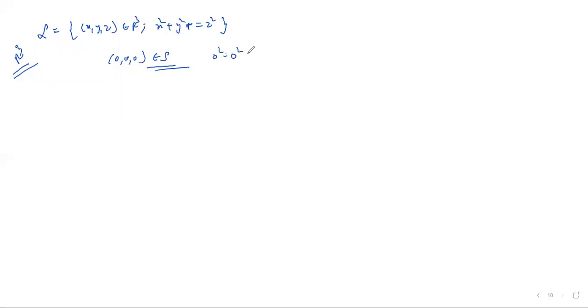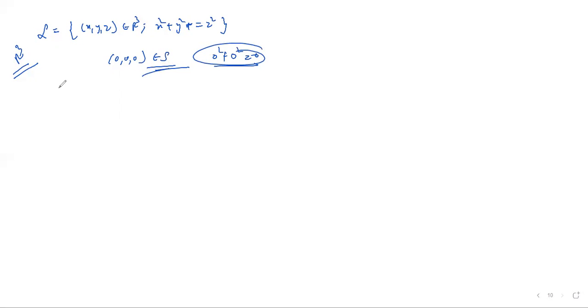Okay, so now let's see another example, which is very important. Suppose I have a set S defined as (x, y, z) belonging to R cube such that x square plus y square equals z square. S is a non-empty subset of R cube. Then we'll check whether S is a subspace or not. First, whether (0, 0, 0) belongs to S. Yes, (0, 0, 0) belongs to S since 0 square plus 0 square equals 0 square.